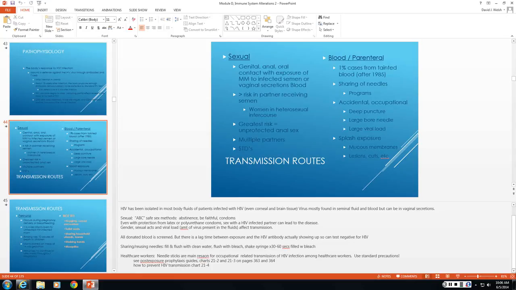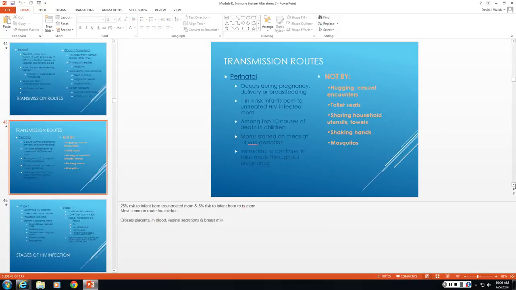Other transmission routes will be accidental or occupational, so deep puncture wounds from large bore needles, or those with a large viral load. Splash exposure from mucous membranes, lesions, cuts, all those types of things. Those are all transmission routes. Perinatal transmission routes: usually there is a 25% risk to an infant that's born to an untreated mother. So 25% of those infants born to untreated mothers are at risk for developing HIV.